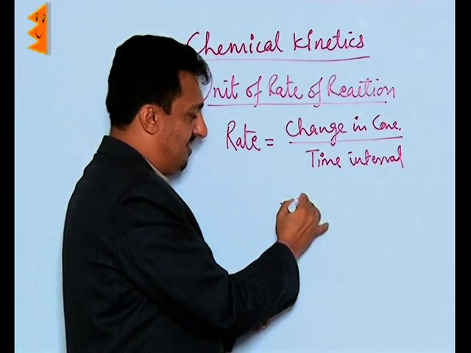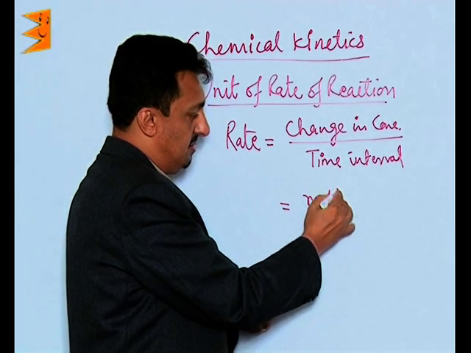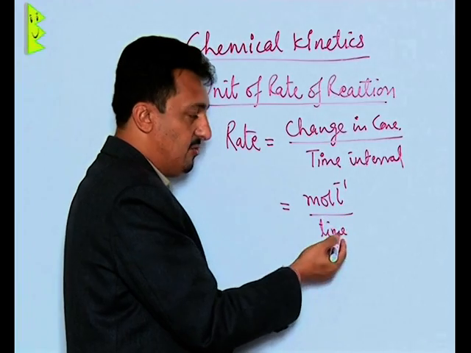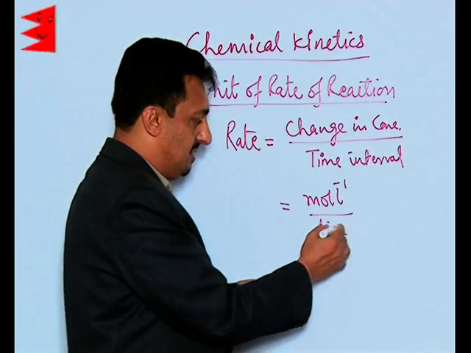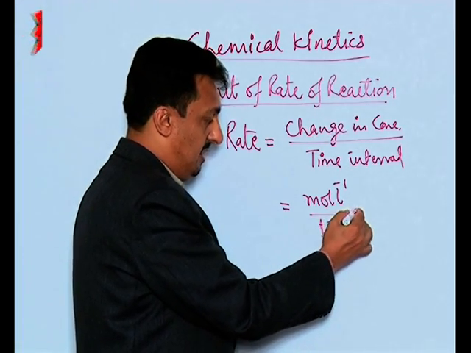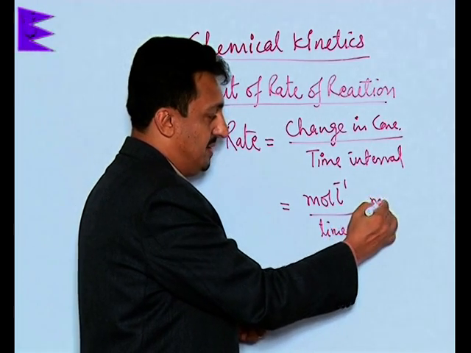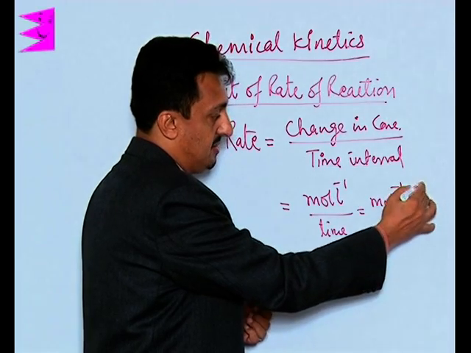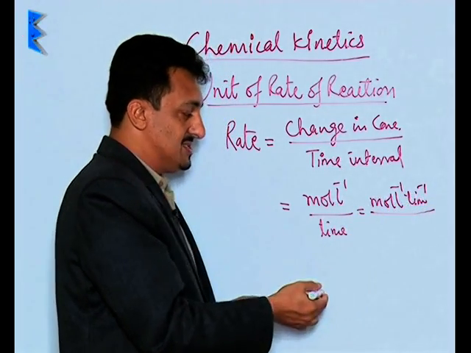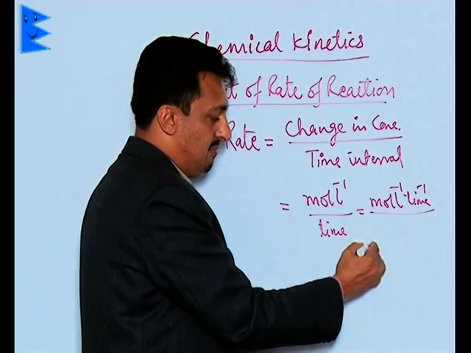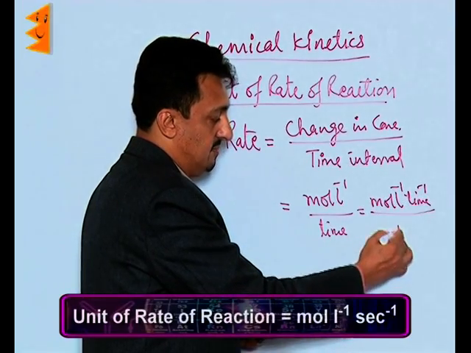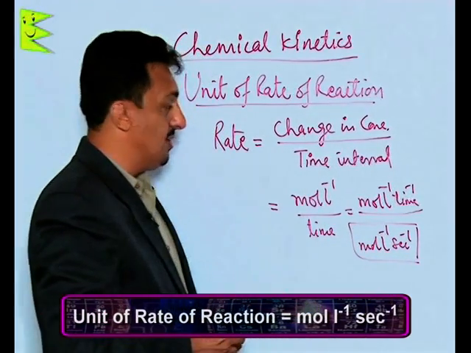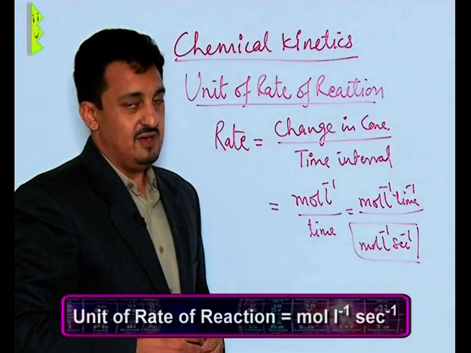Change in concentration is expressed in moles per liter, and time is usually expressed in seconds, or it can be in any other terms. So it is basically moles per liter per time. And if the time is taken in seconds, remember it will be moles per liter per second. So this is the basic unit of the rate of a reaction.